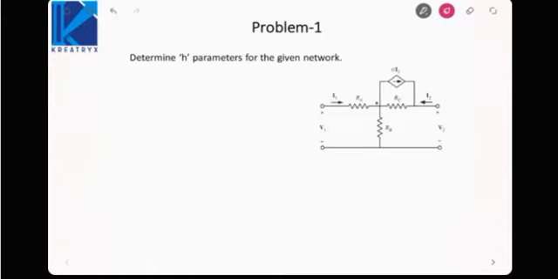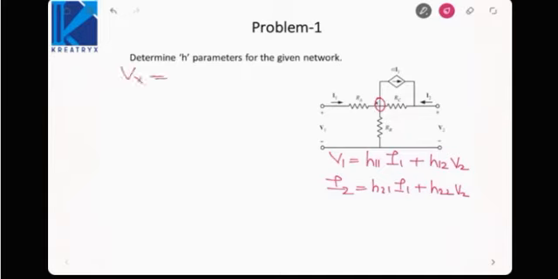Now what is the relationship for the H parameters? V1 is equal to H11 I1 plus H12 V2. I2 is equal to H21 I1 plus H22 V2. Now first we will determine the first equation, that is the relationship between V1, I1 and V2. For that we will make use of KCL at node X. Now if you want to find the voltage of node X, it is equal to V1 minus I1 Ra.